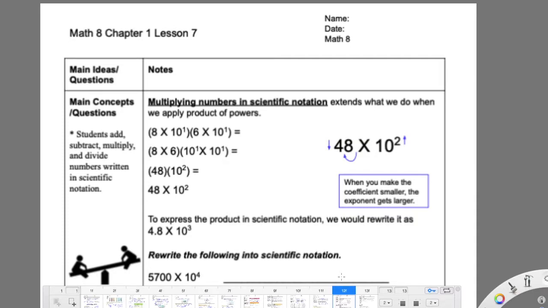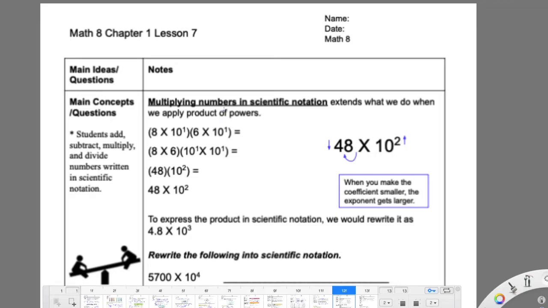So let me get over here to the correct place. Okay, so there's the correct place. So, multiplying numbers in scientific notation. And over here we can see the main concept, or what we're going to be doing. Students add, subtract, multiply, and divide numbers written in scientific notation. So that's what we are going to do.